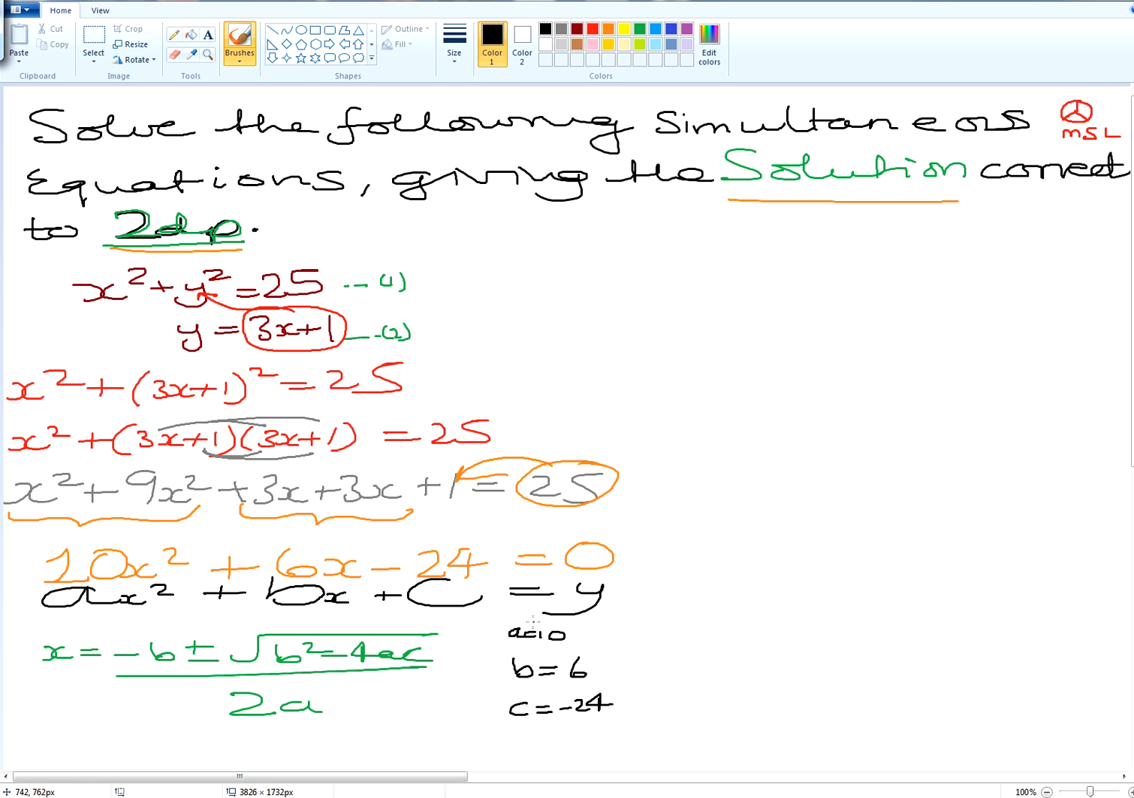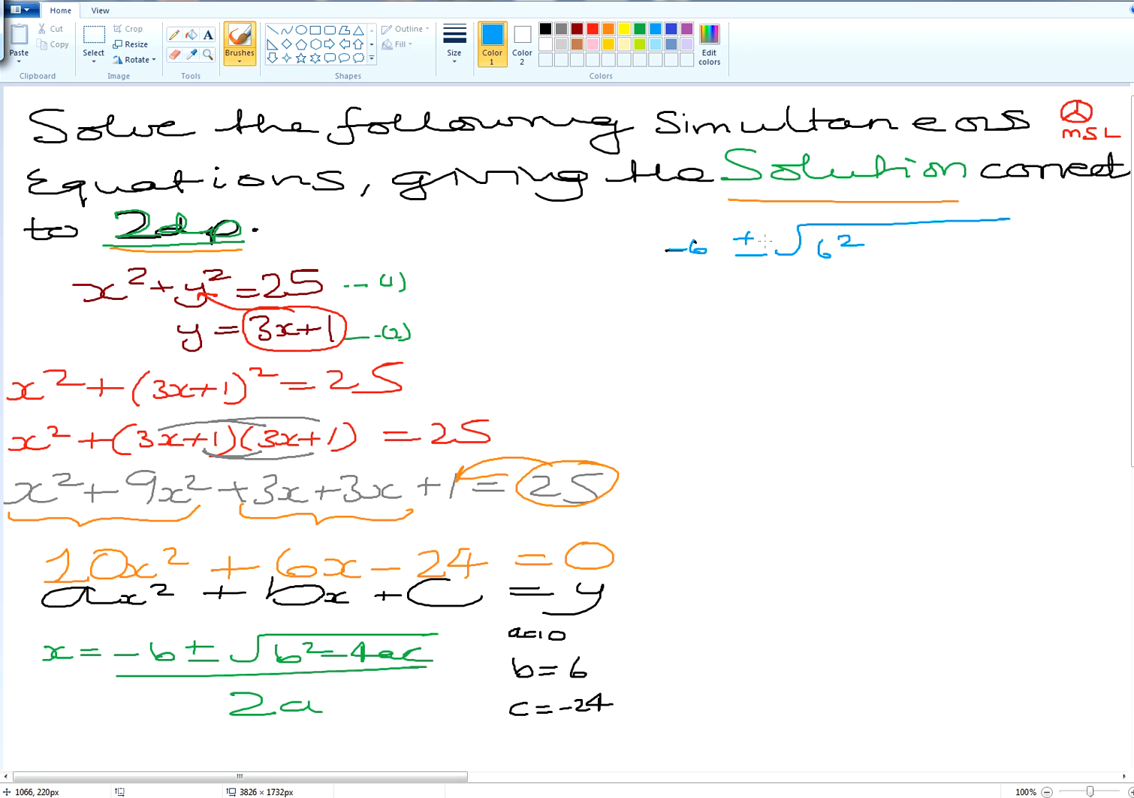So we need to substitute these three values into the formula and then put them into the calculator. So we have minus b. So let's do it over here now. Let's get a different color. So minus b. B is 6, so minus 6, plus or minus the square root of b squared. What is b? B is 6.